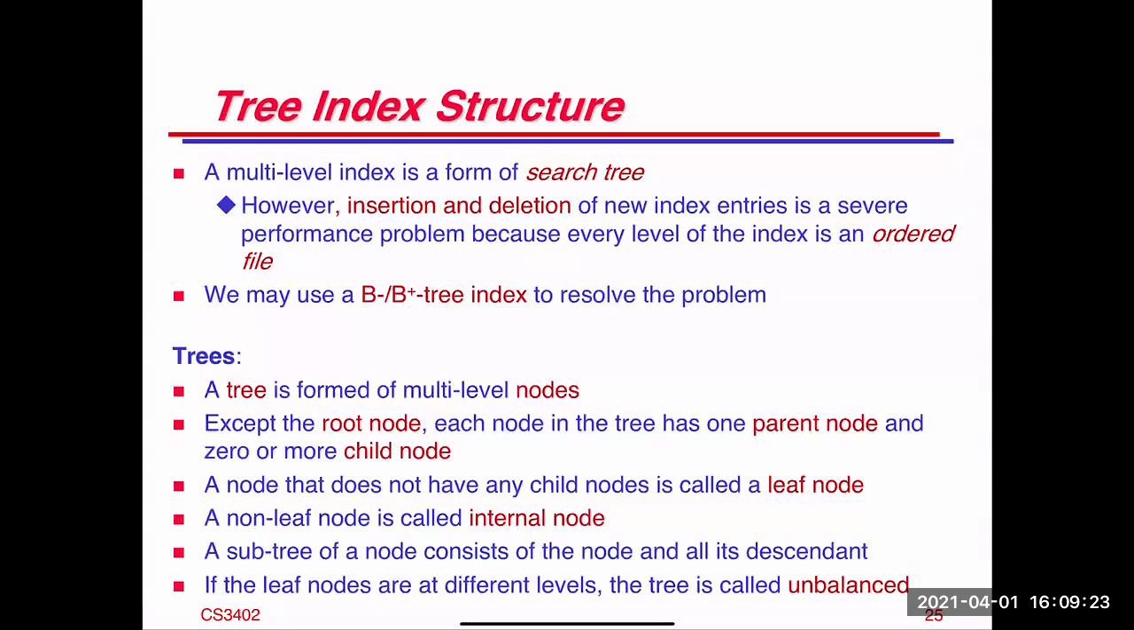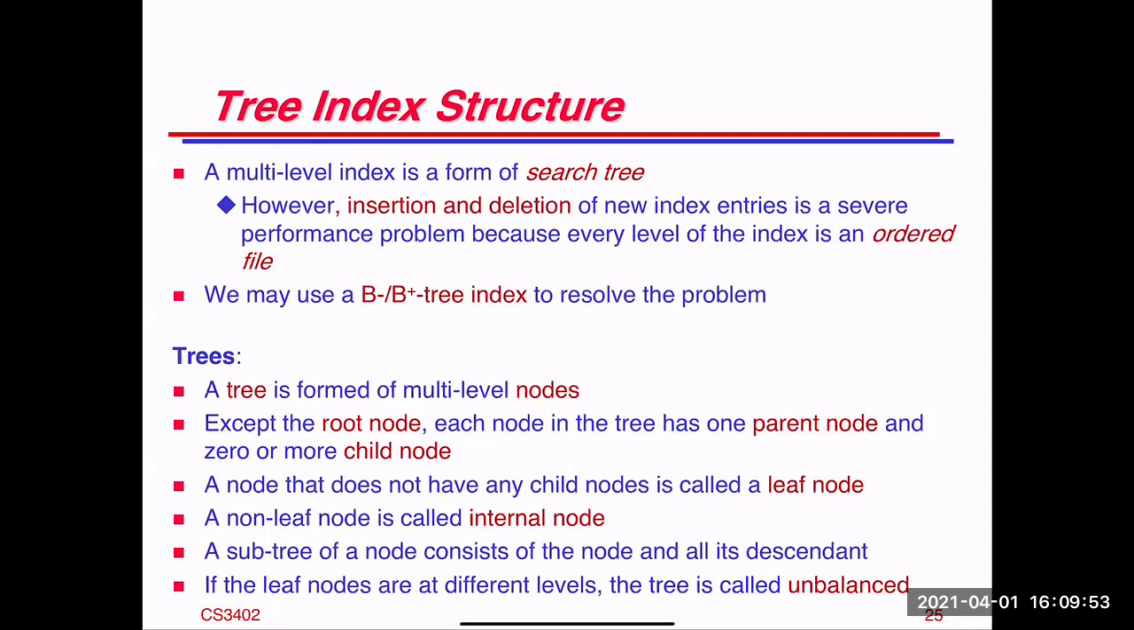For those who have not heard data structures, or even for those who have, let me just remind you what I mean by a tree here. Well, a tree is formed of multi-level nodes, and each node in a tree except the root has 1 parent node and of course 0 or more child nodes. So a node that does not have any child nodes is of course a leaf node, right? Those are the nodes at the bottom of the hierarchy.